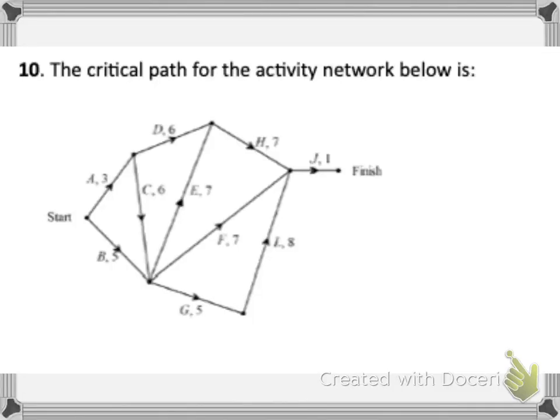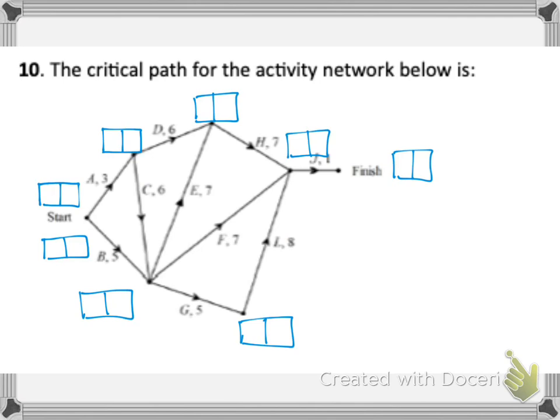Okay, so I'm going to do question 10 from the multiple choice. 35% answered this one correctly, so I'll just go through it now. First, I'm going to put all the boxes in. Okay, so now we're going to start to look at our critical path.